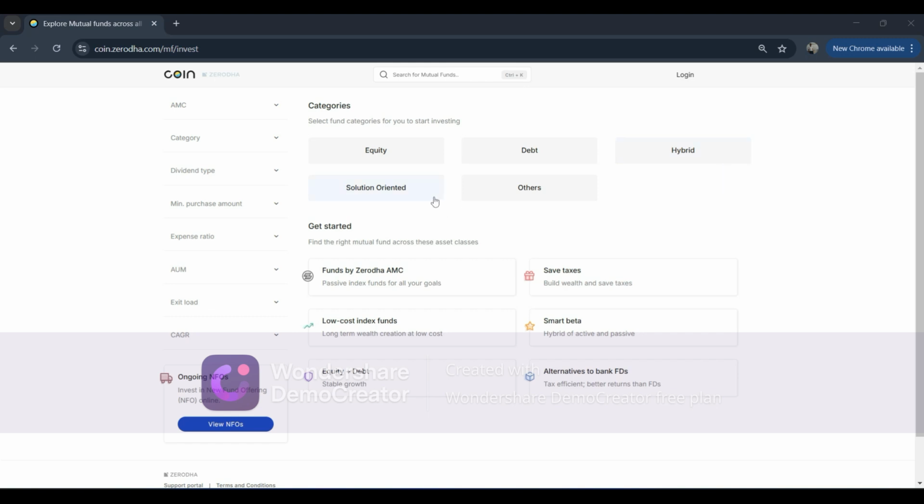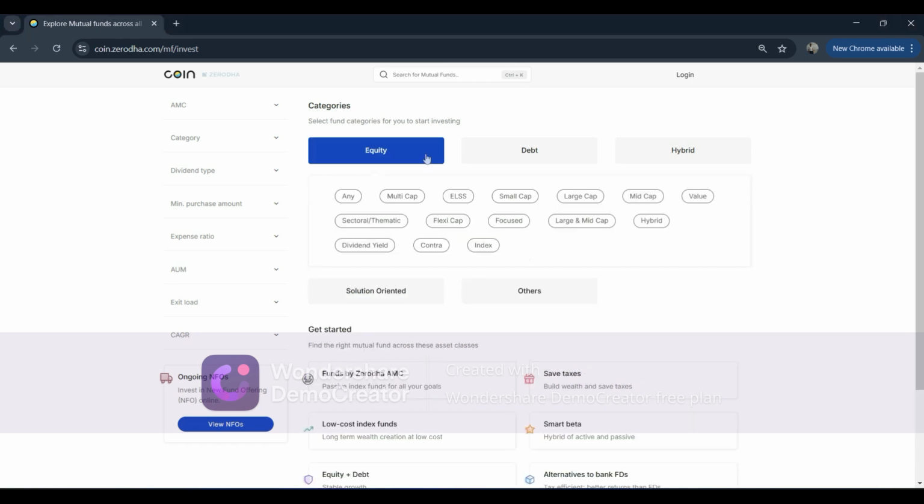Solution oriented means whether you want to invest in a thematic mutual fund kind of perspective, and others include fund of funds and index funds. So today we are completely discussing equity mutual funds, and specifically small cap mutual funds. So let's click on equity. If I click on equity, you'll see there are various kinds of mutual funds. If you see, multi-cap, ELSS is a tax saving mutual fund, that is equity linked saving scheme, small cap, large cap, mid cap, value, sectoral, flexi cap, focused, large and mid cap, hybrid. These are the different types of mutual funds that are available when it comes to equity categories.